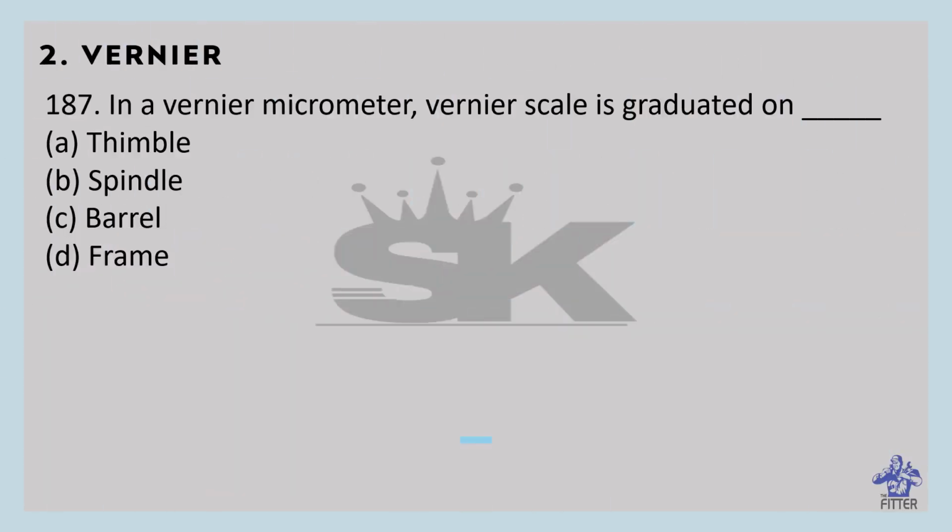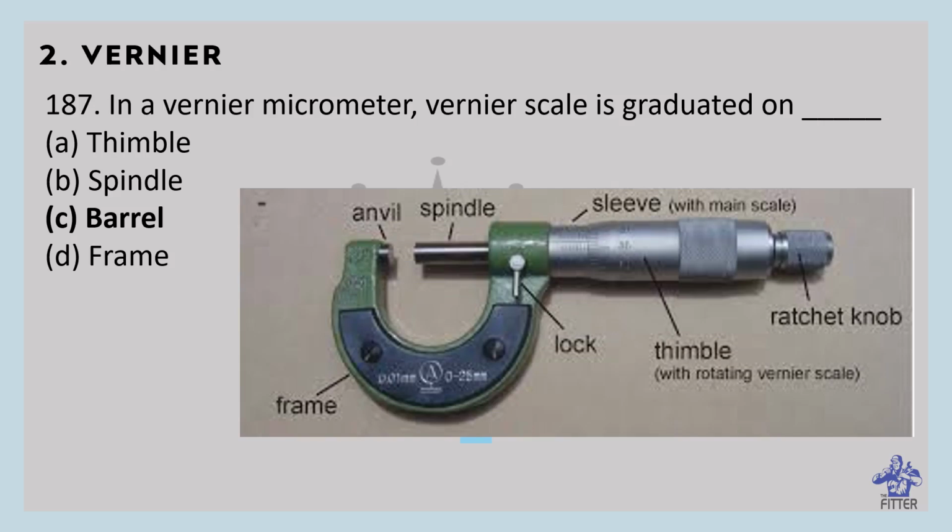In a vernier micrometer, vernier scale is graduated on barrel. You can see here in the image. So in a vernier micrometer, vernier scale is graduated on barrel and circular scale is graduated on the thimble. So that is the difference.